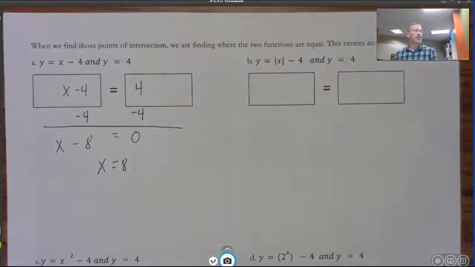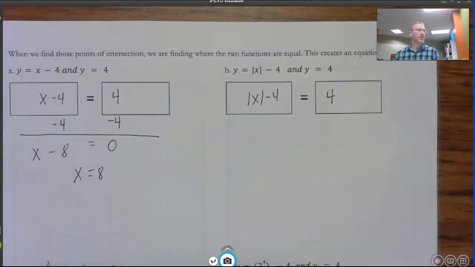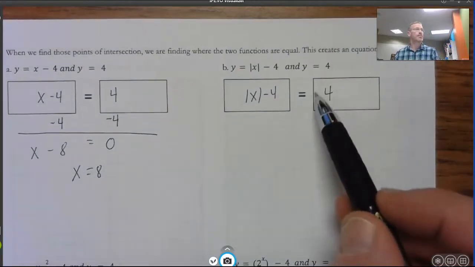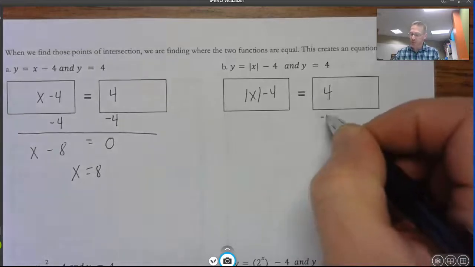Now going on to this one, the absolute value of x minus 4 is equal to 4. Once again, we want to make this 0, so we can use that 0 property of addition like we talked about. So I'm going to subtract 4 here.